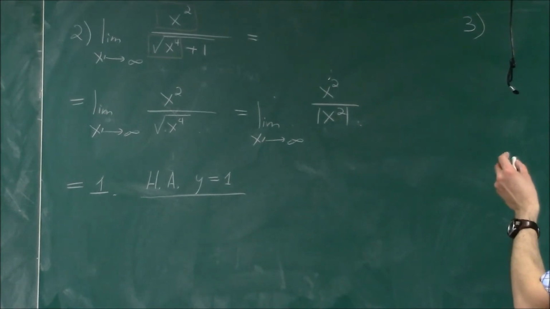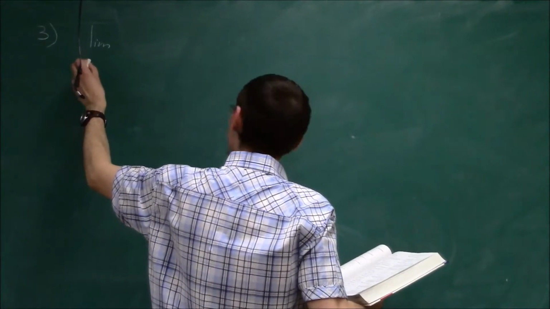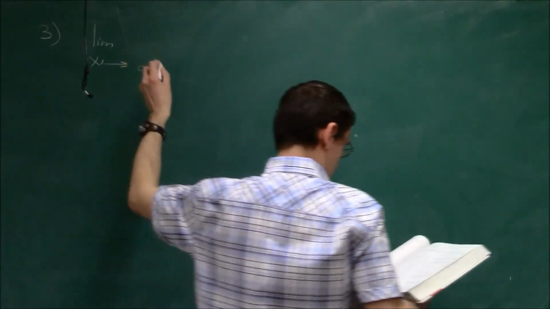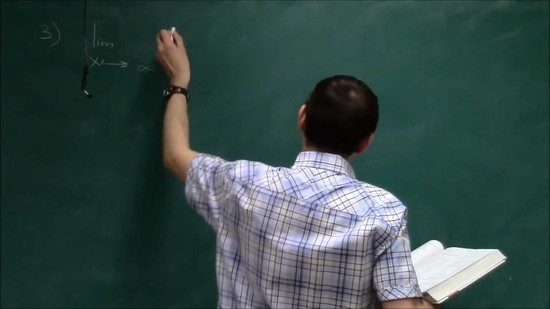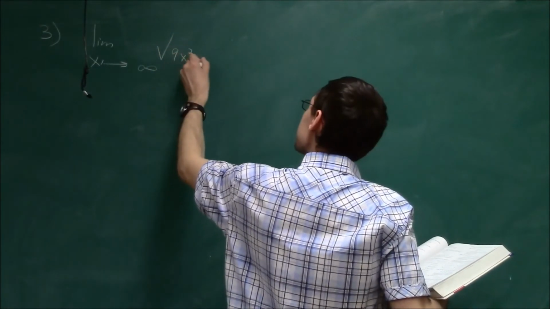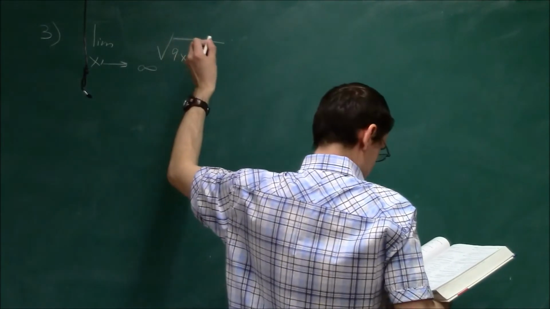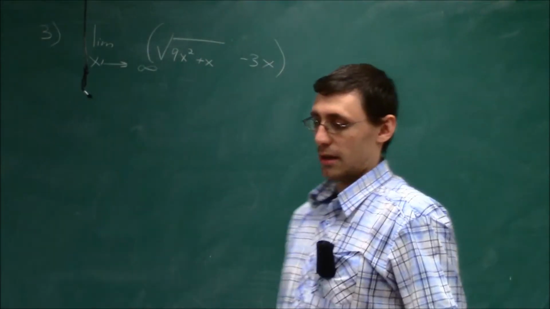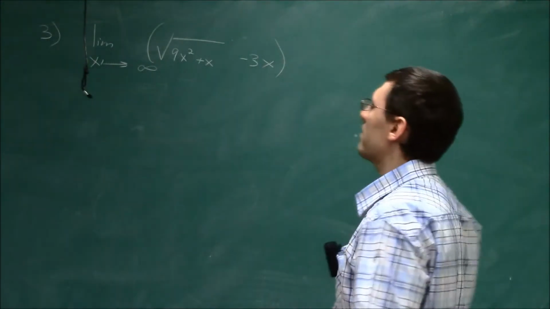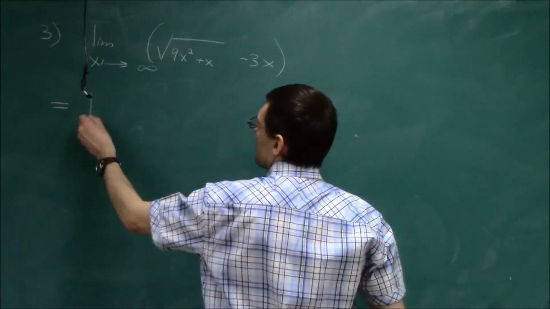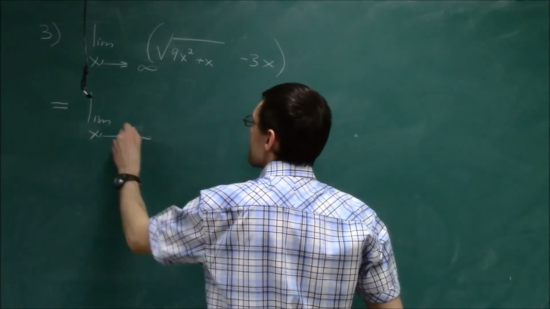Third question. Now suppose we are dealing with the limit as x goes to infinity of root of 9x squared plus x minus 3x. In this case, it's not written in fraction form, and it is best to complete the square and write it like this.